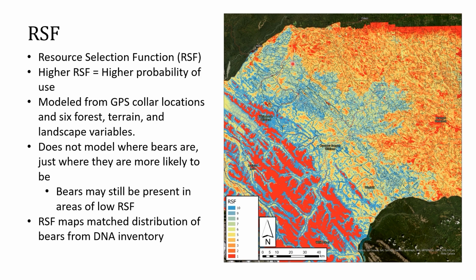Looking at this map here, we can see that our higher RSF values are in blue and our lower RSF values are in red. Our higher RSF areas include the Front Range of the Rockies and along valley bottoms. Lower RSF values include mountain peaks and as we go further east.